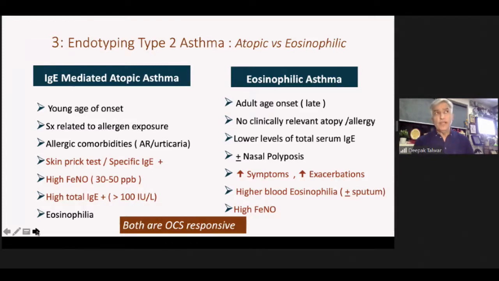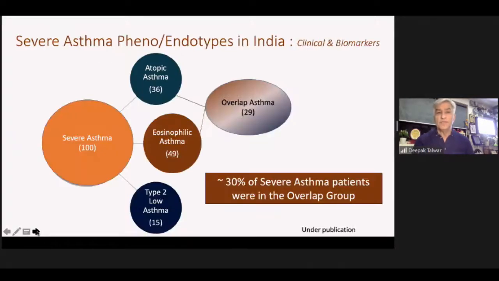But eosinophilic asthma is generally characterized by more symptoms and more exacerbations, because exacerbations are a direct marker of eosinophilic inflammation. And as I said in the previous slide, both types of asthma are oral corticosteroid responsive. When we looked at 100 consecutive patients in our severe asthma clinic, we found that IgE-mediated atopic asthma was seen in 36%, eosinophilic asthma in nearly 50%, and type 2 low asthma or non-type 2 severe asthma, in which it is not a type 2 inflammation, in about 15% of patients.